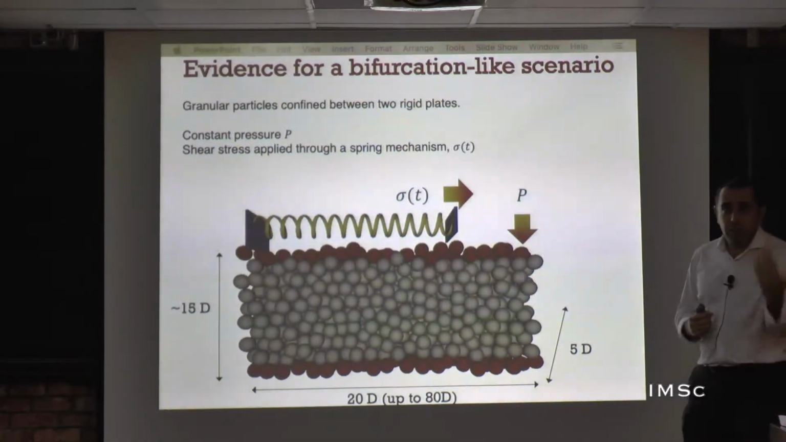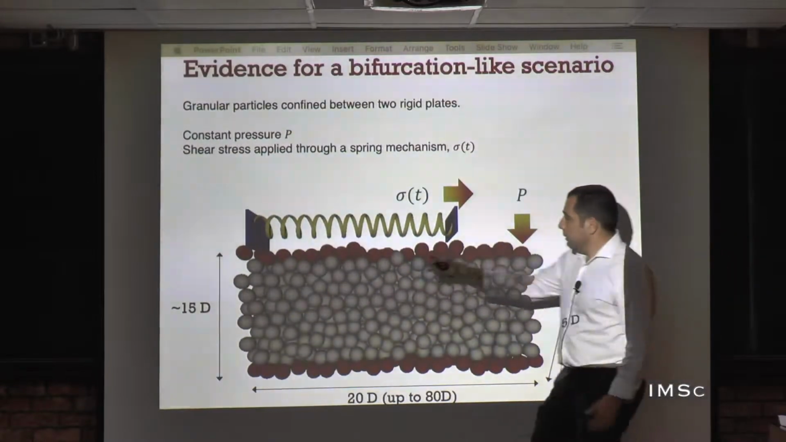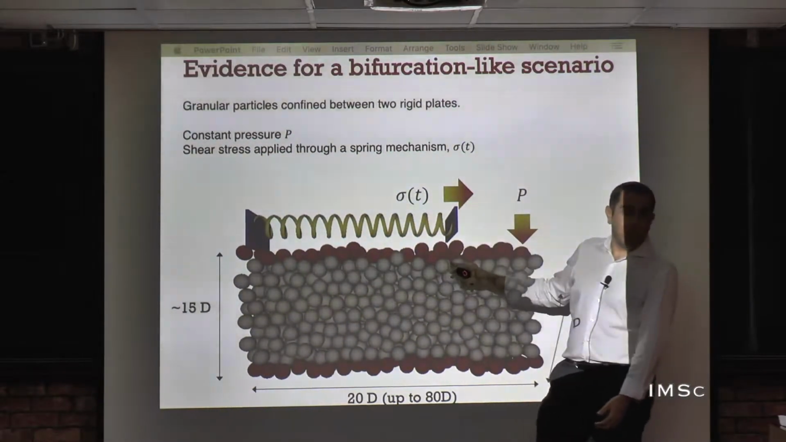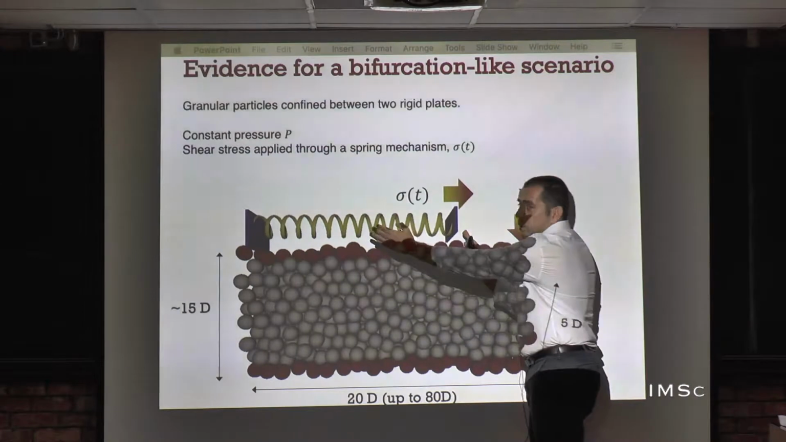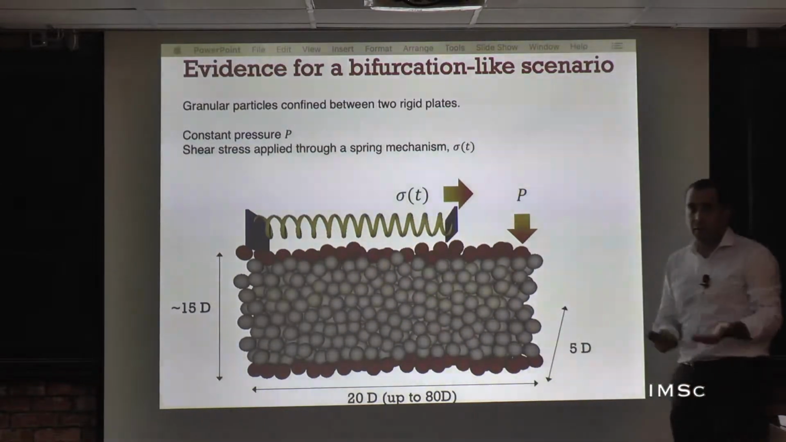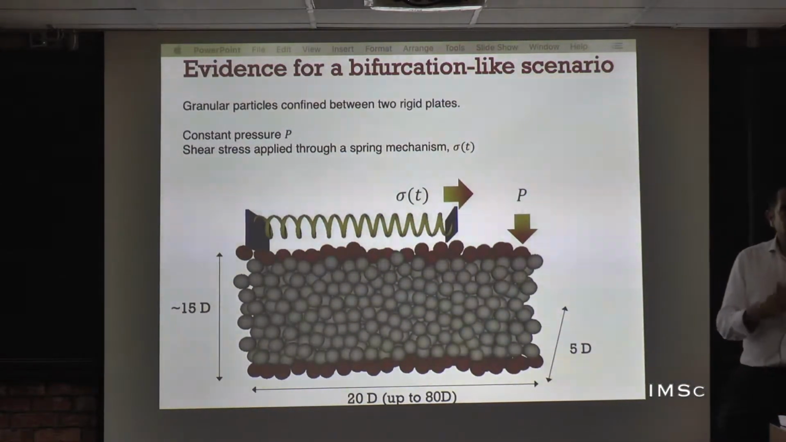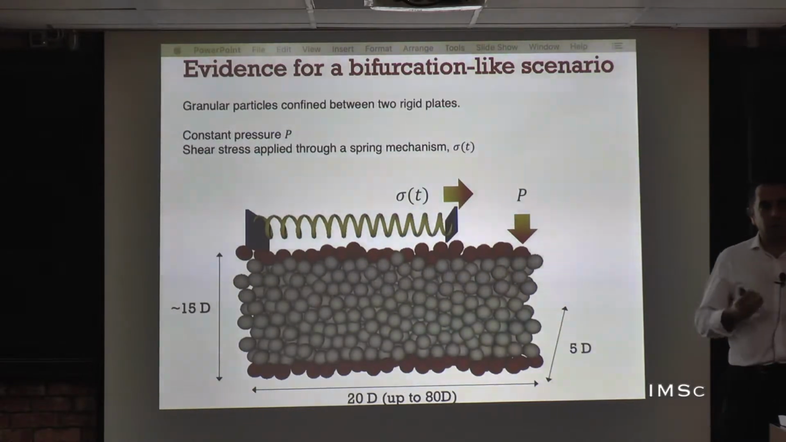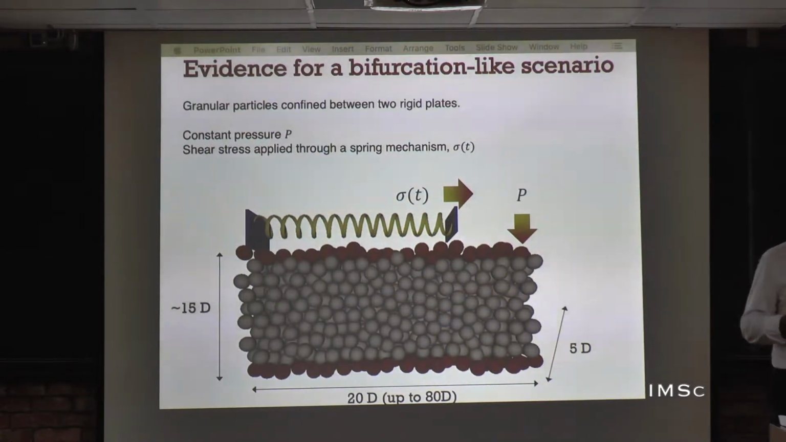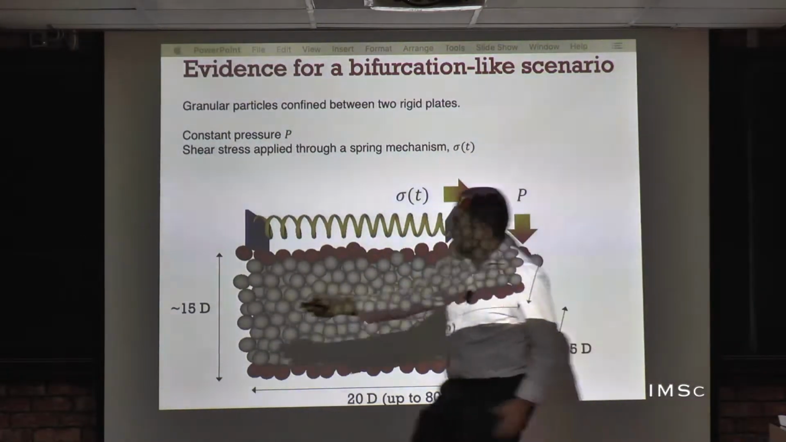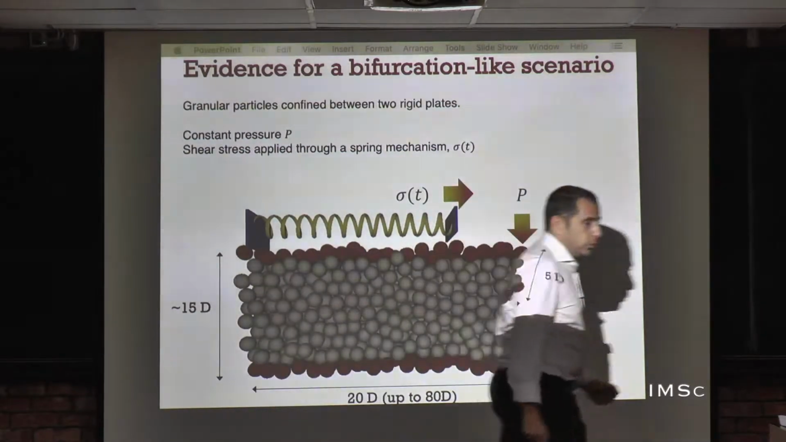At some point, the system fails, so it starts flowing. At that point, the plate will start moving very quickly, and so the length of the spring decreases, and so the applied stress drops. So the system is now at a smaller applied stress and can jam again. And then this repeats over and over and over. And so you have typical stick-slip dynamics, as I draw it here.